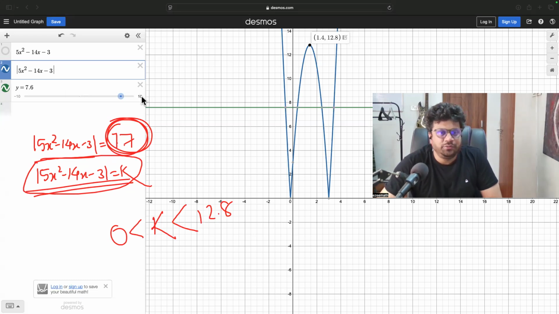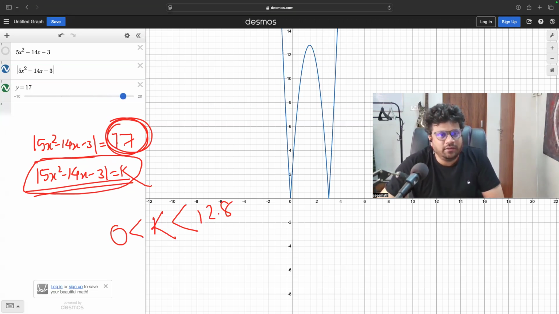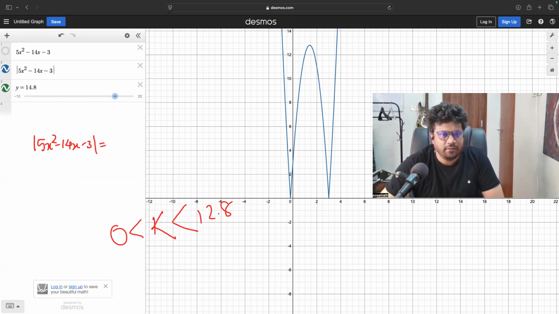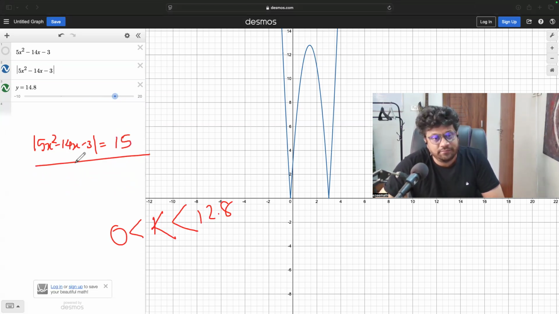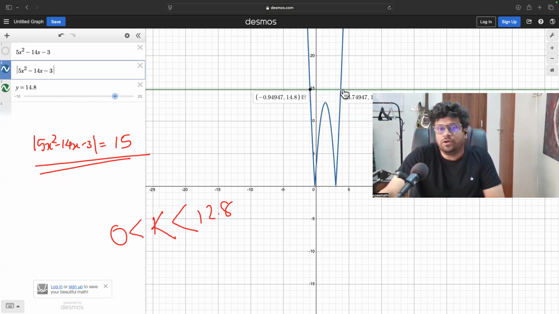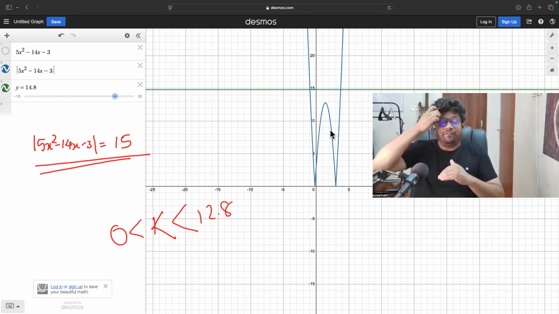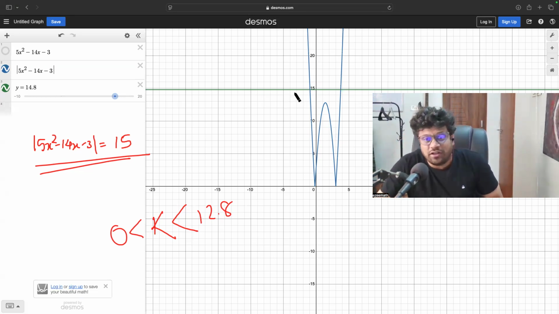Let's change it to 20 maybe. Let's try and find out the number of solutions for this. Equal to 15. So again, I draw y equal to 15 and see, oh, there are only 2 points of intersection. X is this much and X is that. Well, the reason is you literally went above the vertex. You're above the vertex now. Now this horizontal line y equal to 15 won't have 4 points of intersection.